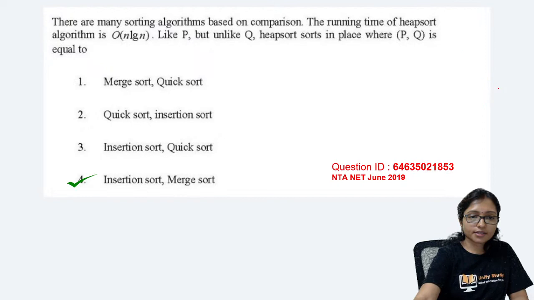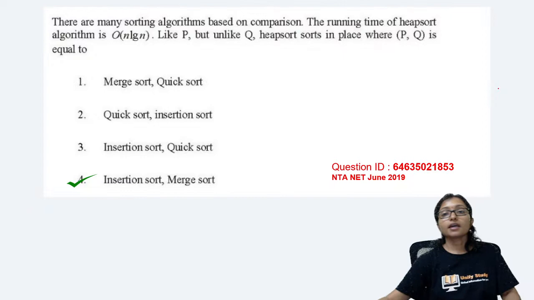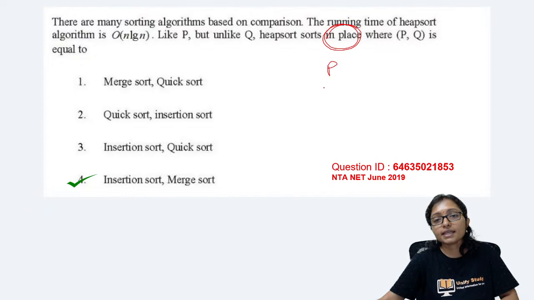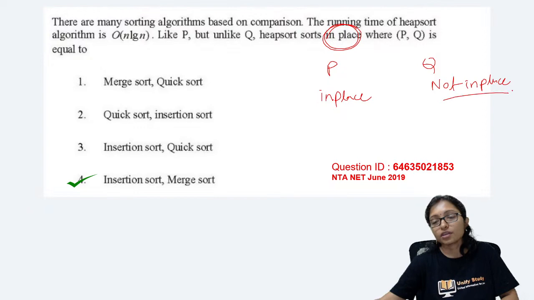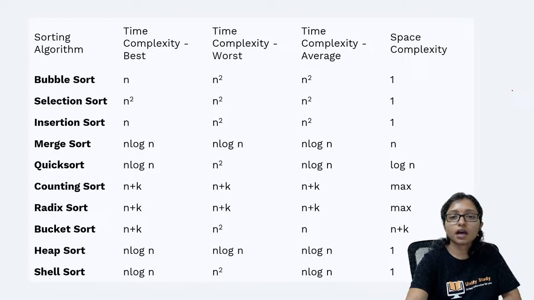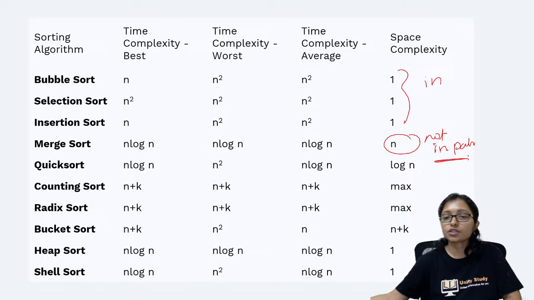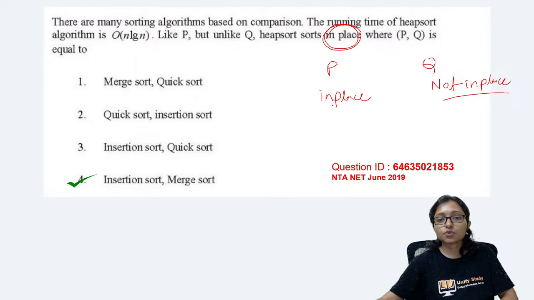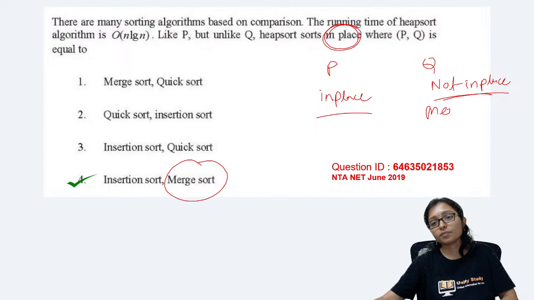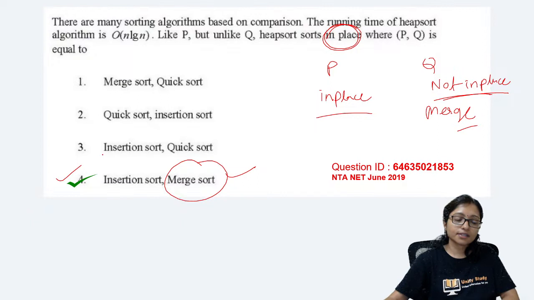Yes. Answers are coming. Very good answers are coming. Because why? It is focusing on the in-place algorithm. P is an in-place algorithm. Q is not an in-place algorithm. Just now I told you that merge sort is not an in-place algorithm, right? Other than that, these all are in-place. Merge sort is not an in-place algorithm, because it is taking another array. So Q will be merge sort, and that's why your answer will be merge sort. Definitely this is the answer. Okay? Clear?